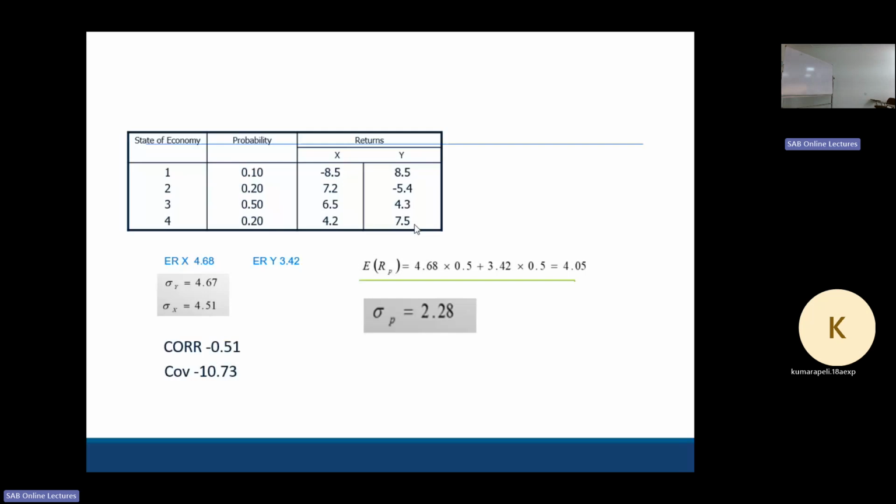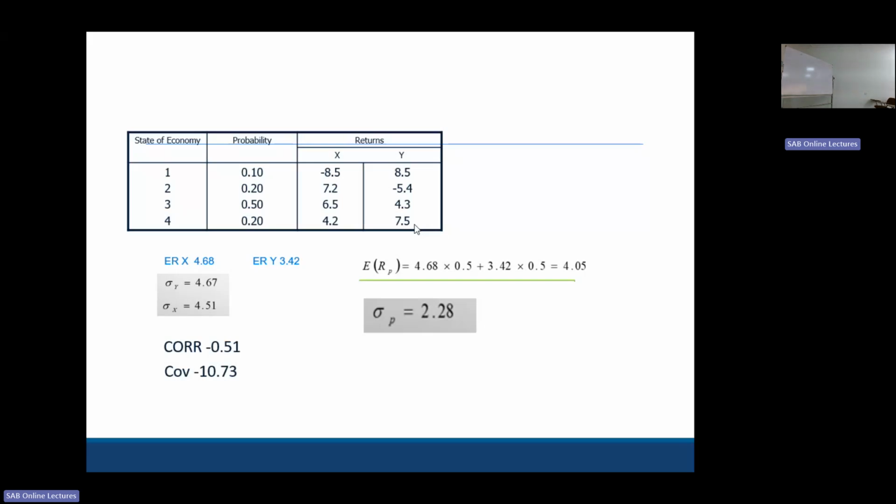Now here you can see there are two assets, X and Y. If you invest in X only, you can get 4.68% as the expected return. If you invest in Y only, it is 3.42. And these are the standalone risks. If you consider them individually, this is the standard deviation of X, and this is the standard deviation of Y. So we discussed this.